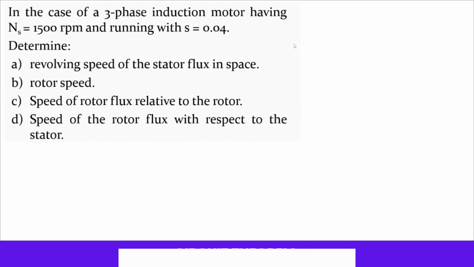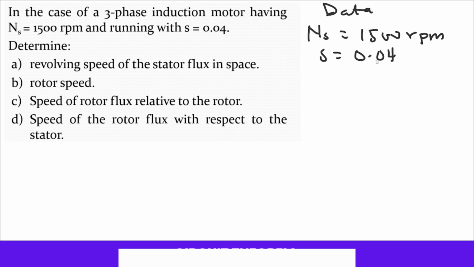This is going to be our first question on induction motors. The question states: in the case of a three-phase induction motor, the synchronous speed has been given to us. So let's get our data. We have ns, the synchronous speed, as 1500 rpm, and it is running with a slip s, which is given as 0.04.